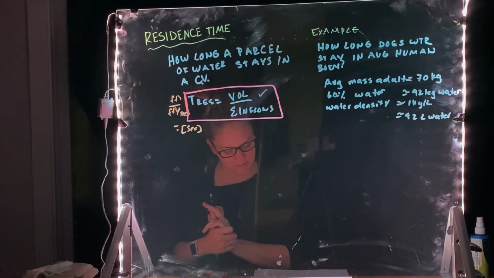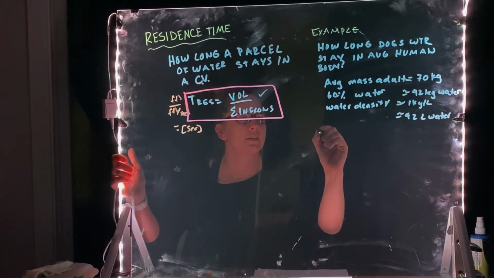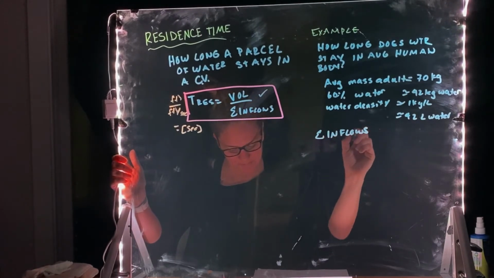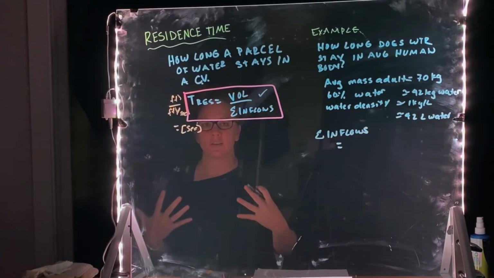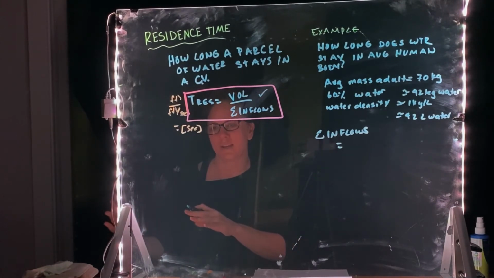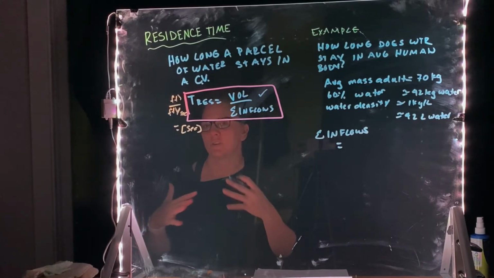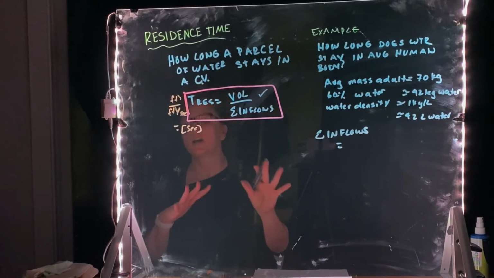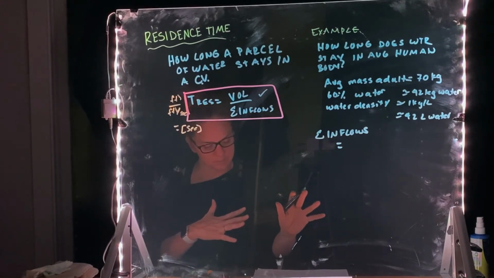Now we need to think about the inflows. And so I'm going to look at the sum of the inflows in the average human body. This is really all the ways that we take in water. Now you'll notice that this doesn't include outflows, right? And again, as I said, this is a simplification. More complicated calculations do take into account the outflows, but we're going to only do the inflows.